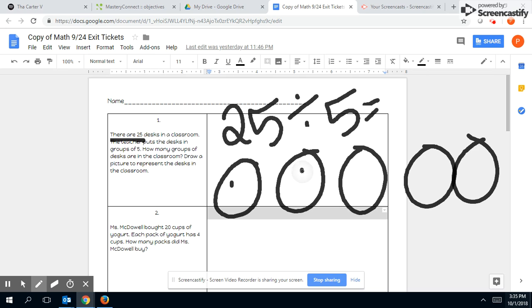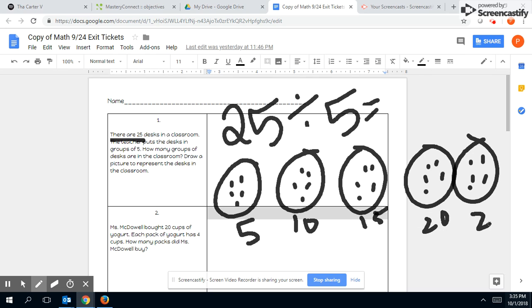I know that one group of 5 equals 5. I know that 2 groups of 5 equals 10. 3 groups of 5 is 15. I'm sorry, 4 groups of 5 is 20. And 5 groups of 5 equals 25. You can then have your students skip count by 5: 5, 10, 15, 20, 25, just to make sure they're all there. So now I know that 25 divided by 5 equals 5.